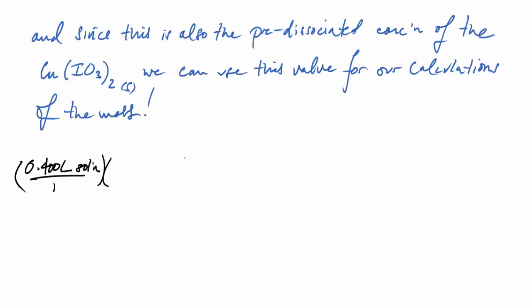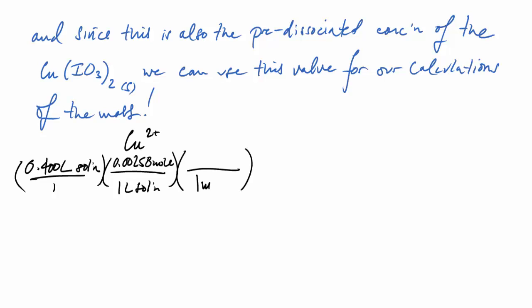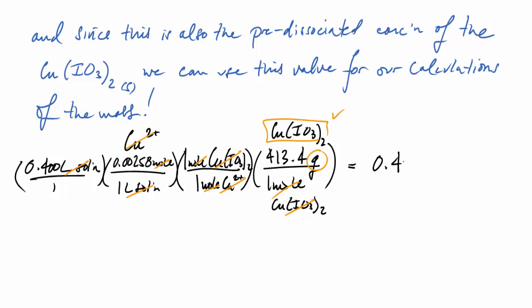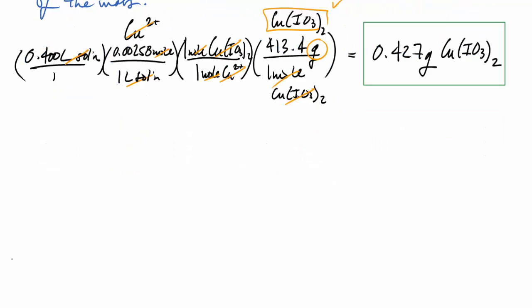So here we have it. It's 0.400 of a liter of the solution. In every liter, we have 0.00258 moles. Every mole of copper 2 plus ion came from 1 mole of copper 2 iodate. And here we have the molar mass of copper 2 iodate. Check that everything works. You get the mass of copper 2 iodate, and it turns out to be 0.427 grams of copper 2 iodate that was in there.